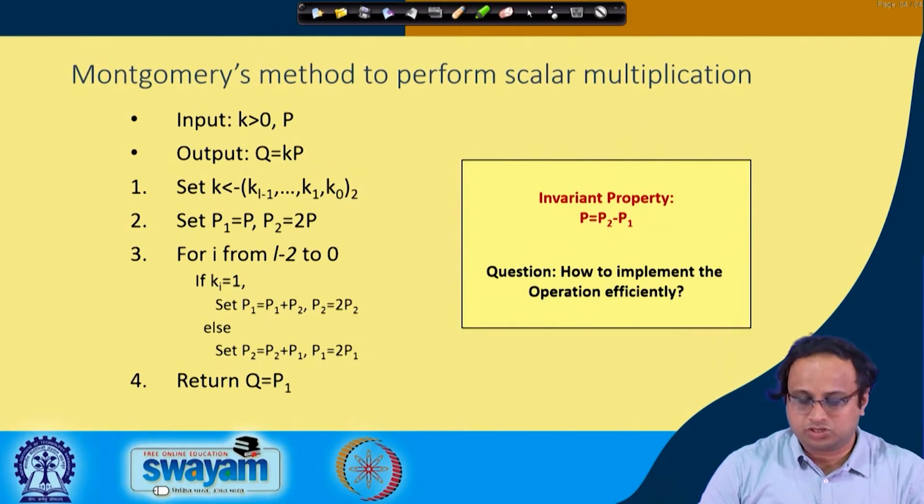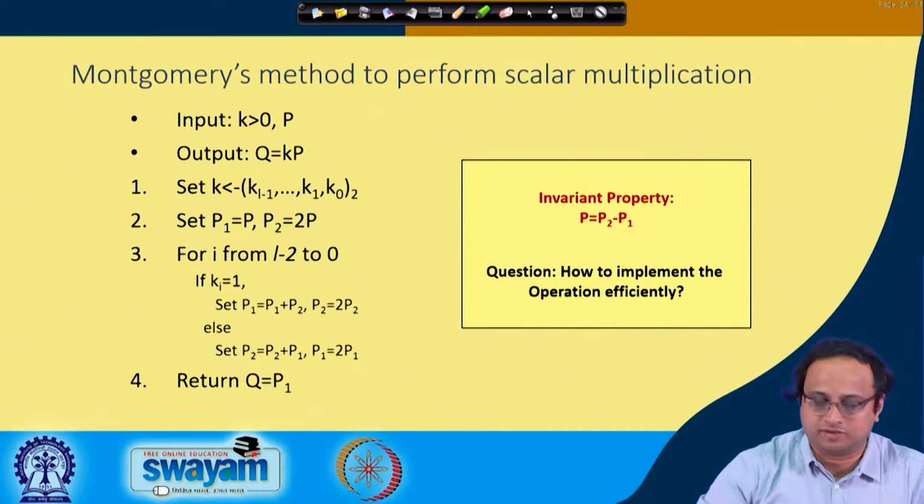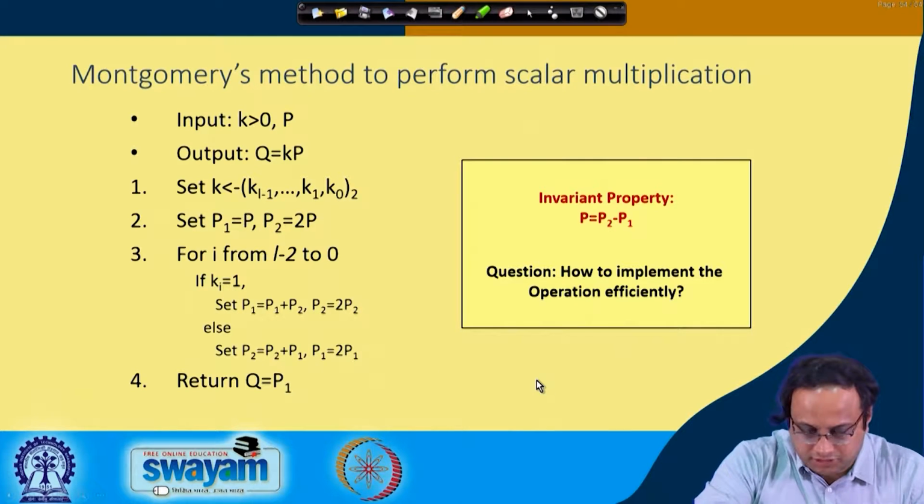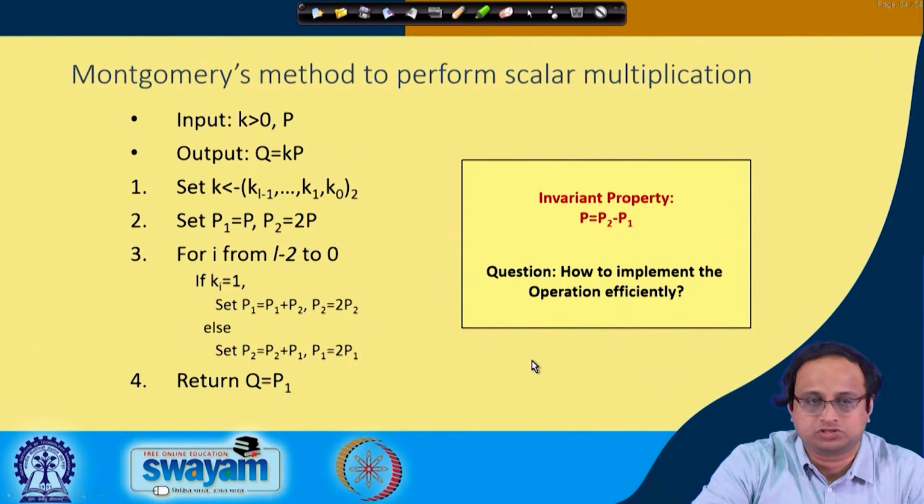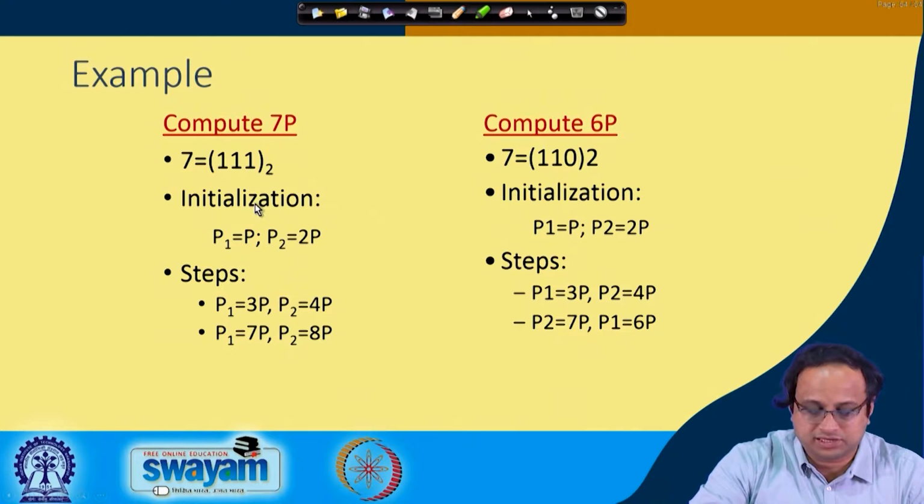At every stage of the iteration, P2 minus P1 is the base point P. So, what is the advantage of this? If I want to really understand that, then we have to go across some results that we will develop one after the other and try to see how we can do this computation. The first thing is, let us see the correctness before I get into the implementation aspects. Suppose I want to calculate 7P, again taking the same example as we were talking about in the last class.